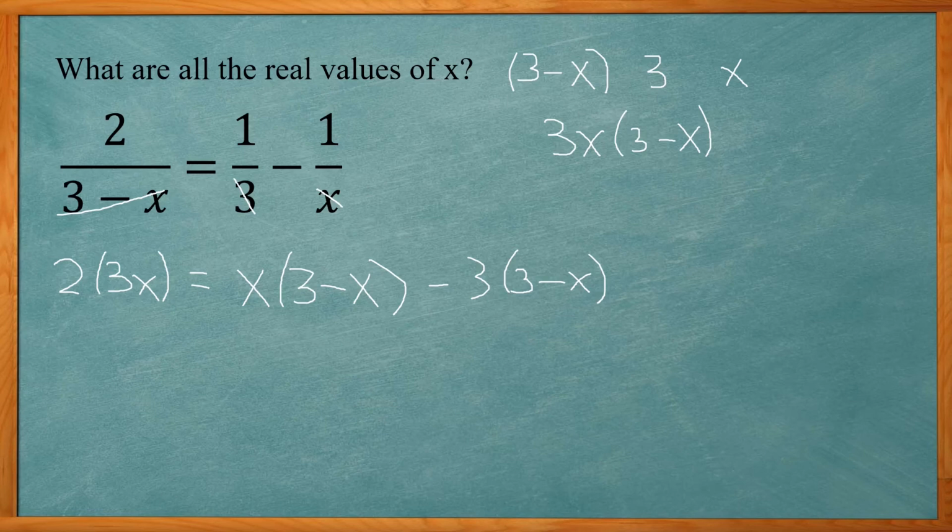Now if I multiply this out, 2 times 3x gives you 6x. x times 3 is 3x. x times negative x is negative x squared. And then negative 3 times 3 is negative 9. And negative 3 times negative x is plus 3x.